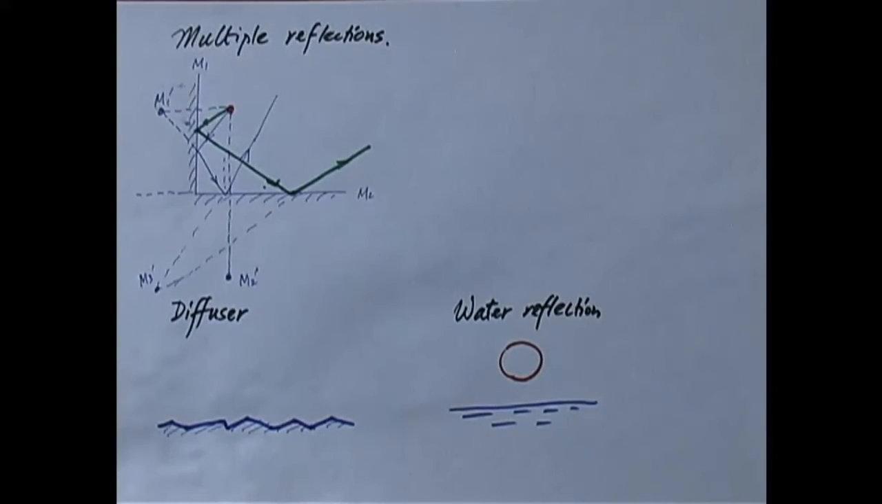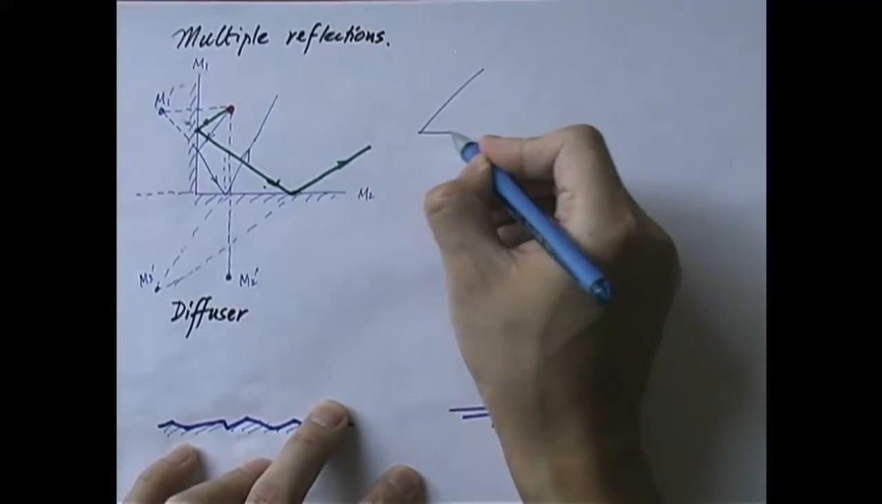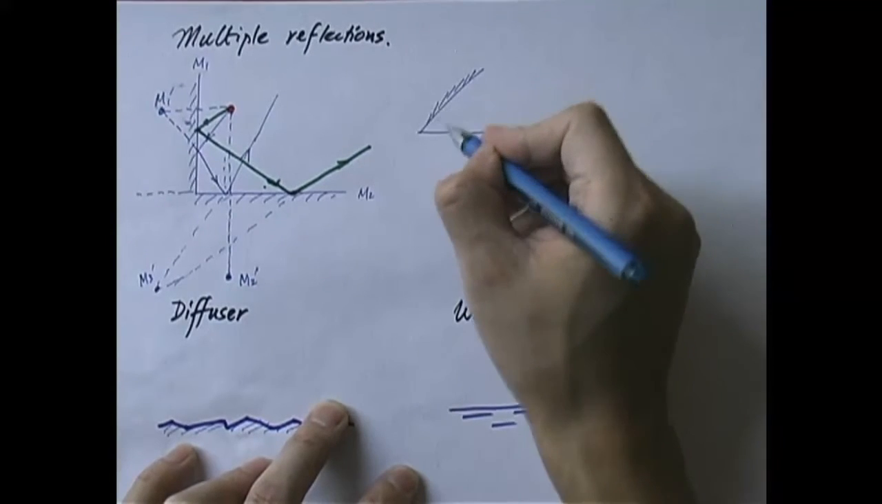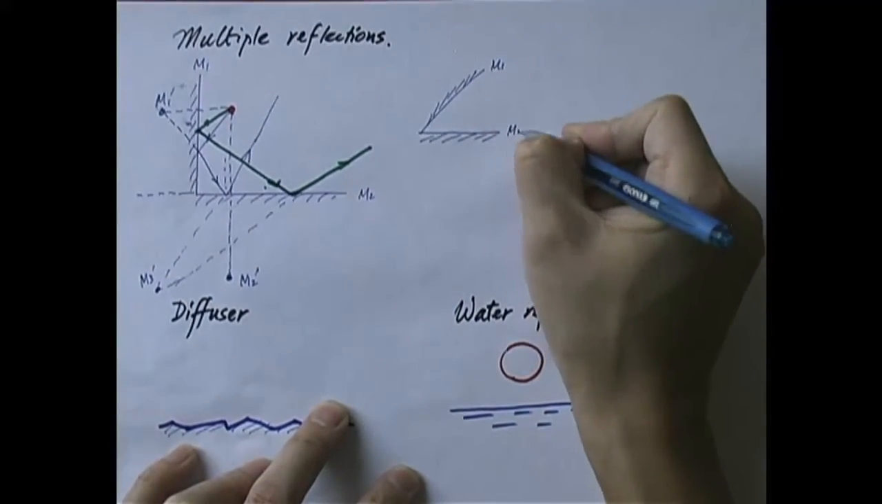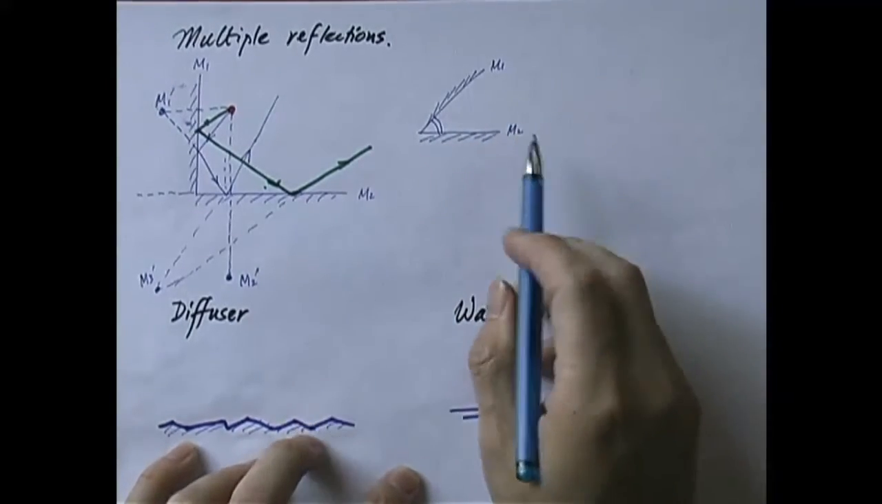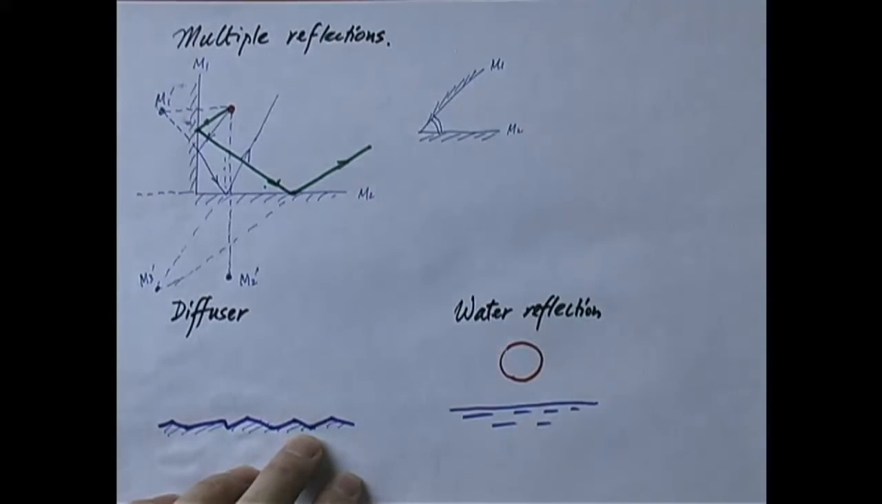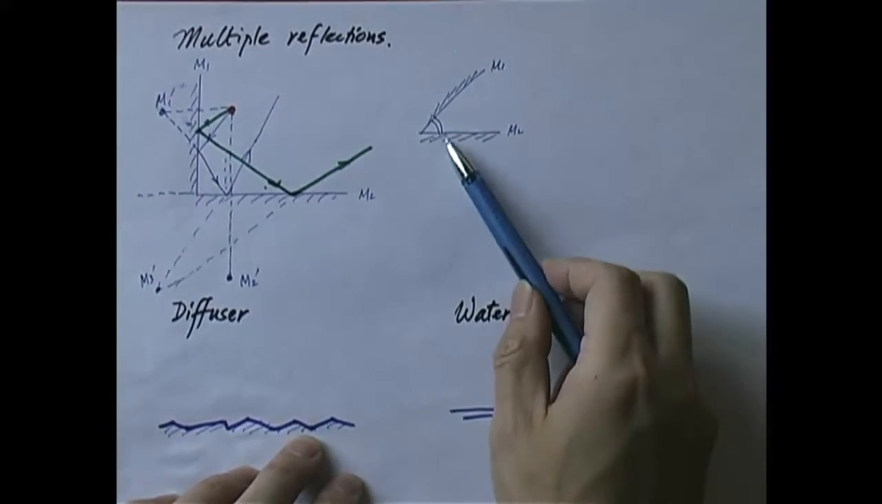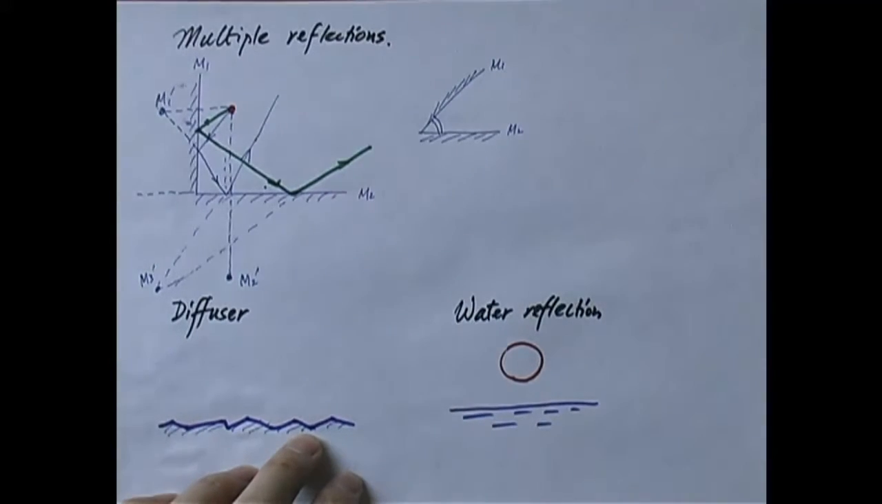And the number of images in general would depend on the angle between these two mirrors. Suppose I have a mirror like this, M1, and a second mirror, M2. It depends on this angle. In general, the smaller this angle is, the more images you can have. In fact, if this angle is 180 degrees, that means these two mirrors really are just one mirror. You can only have a single image.